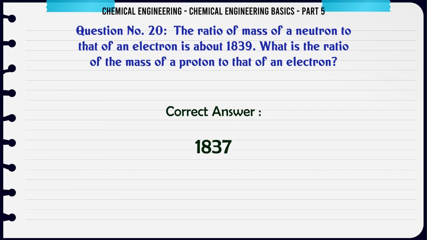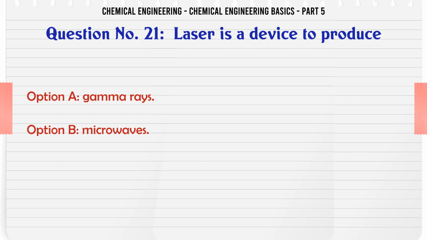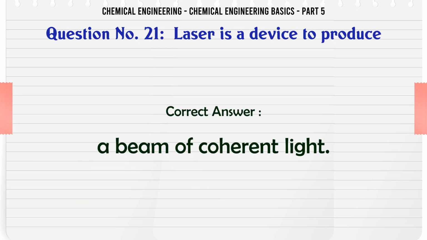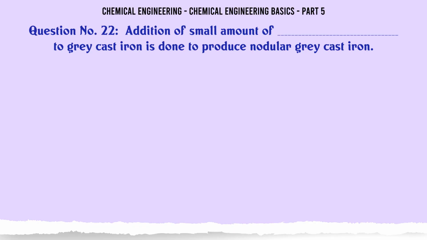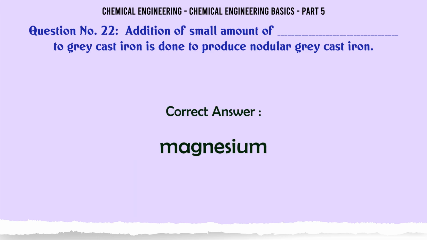The correct answer is 1837. Laser is a device to produce A. gamma rays. B. microwaves. C. a beam of white light. D. a beam of coherent light. The correct answer is a beam of coherent light. Addition of small amount of blank to gray cast iron is done to produce nodular cast iron. A. Manganese. B. Phosphorus. C. Magnesium. D. Chromium. The correct answer is magnesium.